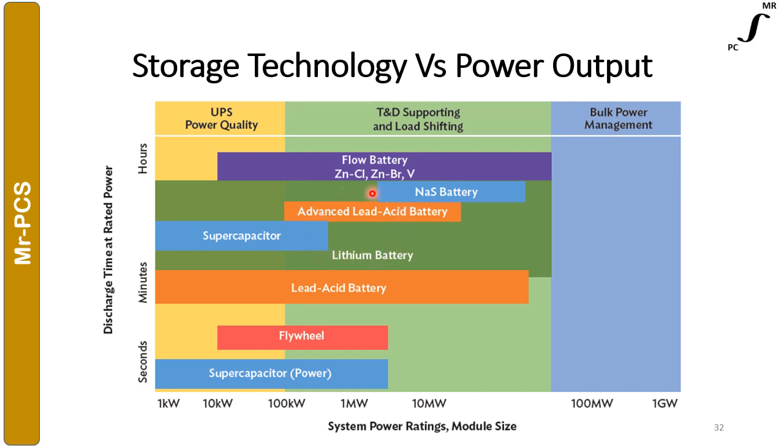BESS is used for maintaining power quality as well as meeting transmission and distribution norms. Lead acid battery is used for power supply over short duration of time for UPS and T&D application, whereas lithium ion, advanced lead acid, NAS and flow batteries are used for longer interruption in power supply. Lithium battery is used for short duration as well as long duration of power supply.